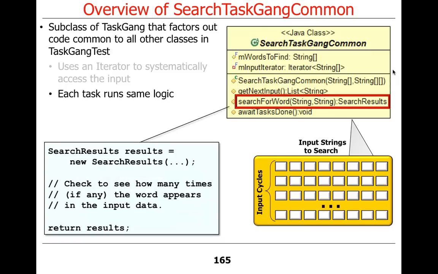So you create a new search results data structure, and then there's a loop here that looks for the word in the input results. Every time it finds it, it creates a search result element and adds it to this search results thing. And when it's done, it returns that. So that's how it gets the work.